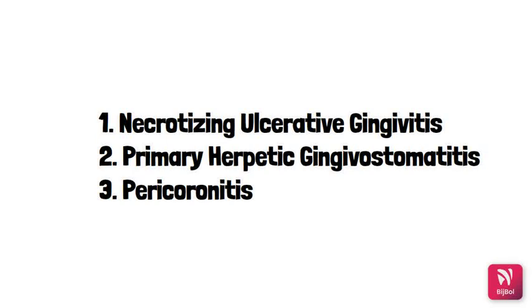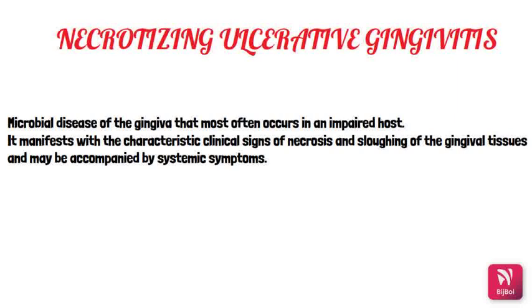The topic for discussion is acute gingival infections. In this we will learn about three conditions: necrotizing ulcerative gingivitis, primary herpetic gingivostomatitis and pericoronitis. Necrotizing ulcerative gingivitis is a microbial disease of the gingiva that will occur in an impaired host.